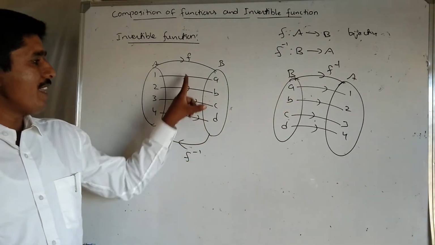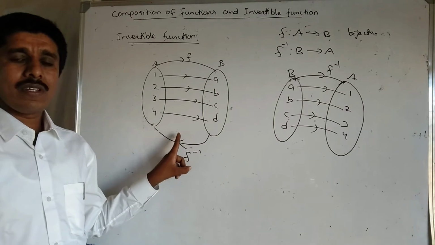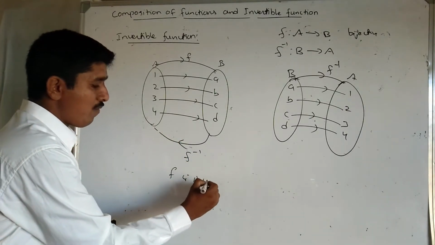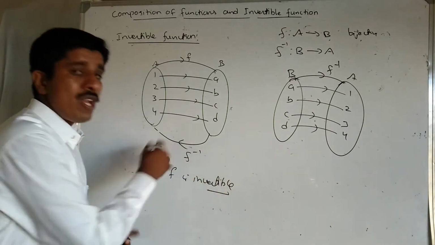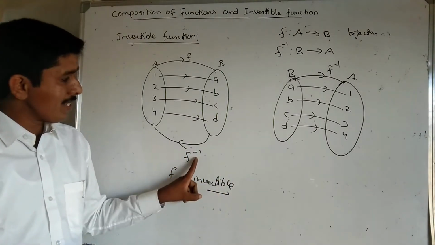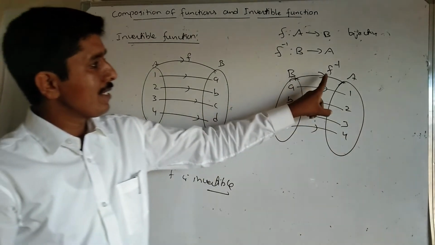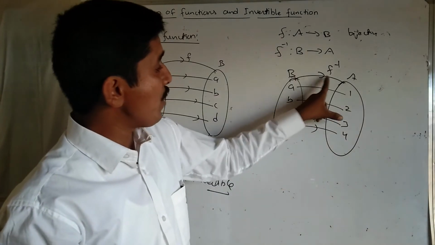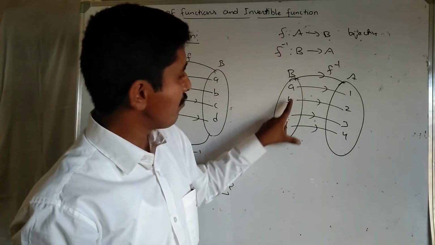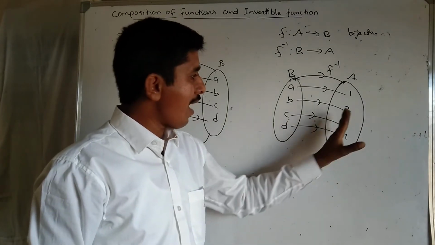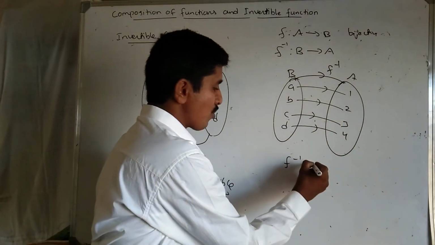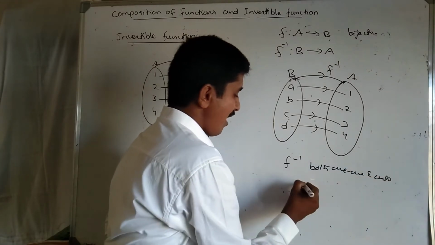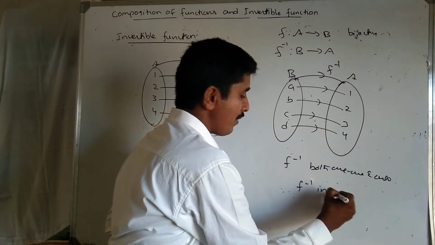So here clearly F is 1-1 and onto, it is bijective. Bijective means the function is invertible. The function is invertible means F inverse exists, that is from set B to set A. So clearly we can say that this F inverse function is 1-1. Clearly it is onto. Therefore F inverse is also both 1-1 and onto. Then F inverse is also invertible.